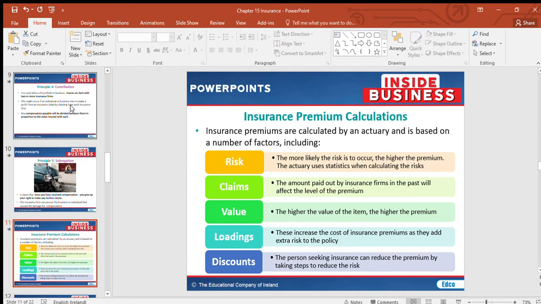Discounts: the person seeking insurance can reduce the premium by taking steps to reduce the risk. Again, I'm using car insurance because it's illegal to drive without it, so everybody has it, so there's more information on it online and it's discussed more. For car insurance, especially for a young driver, there are some insurance companies, I know Aviva do it and a few others, where they have this system set up.